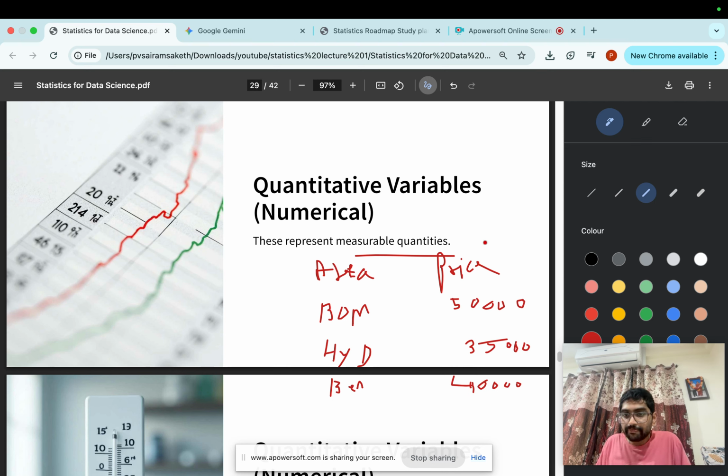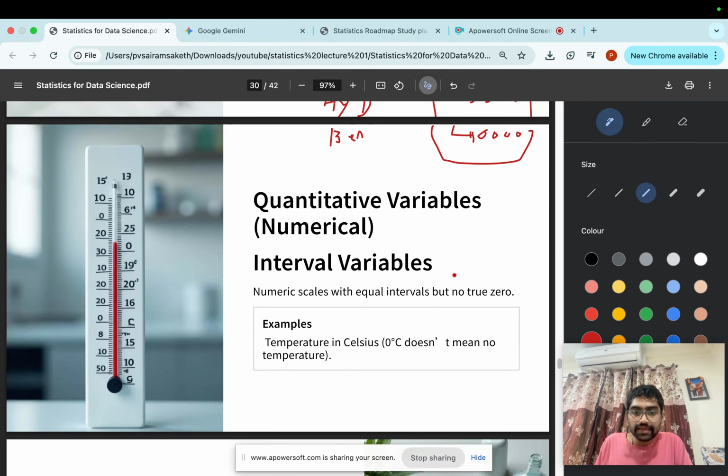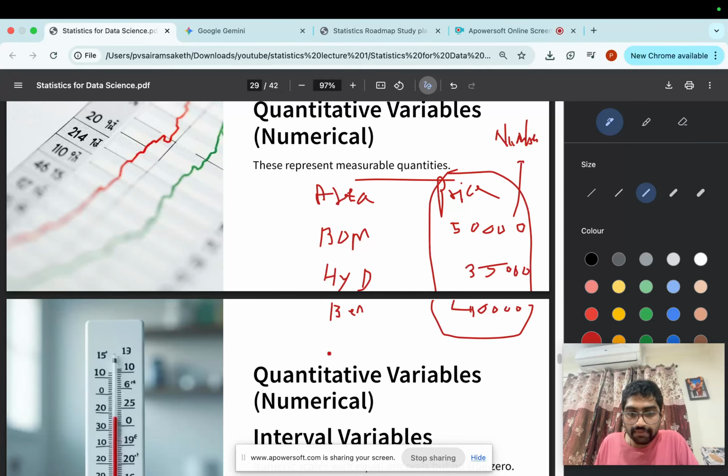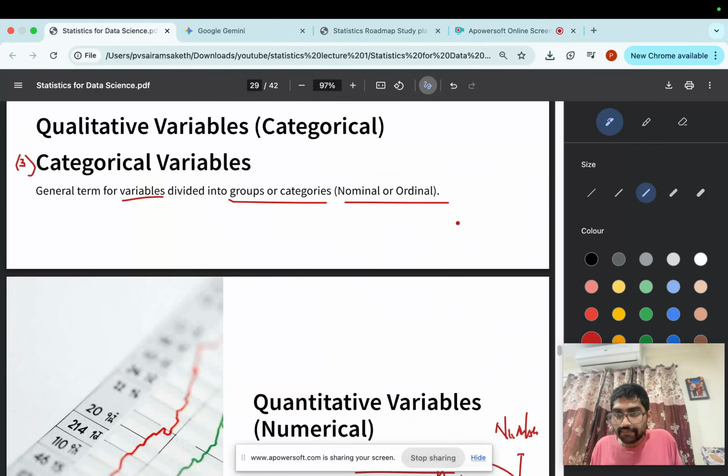So what is happening here? The price column, the numerical column, is not arranged in the form of categories. It is arranged in the form of numbers. That's why it is called a numerical column. In the next lecture we will study more about interval variables and ratio variables. So that's it, guys.